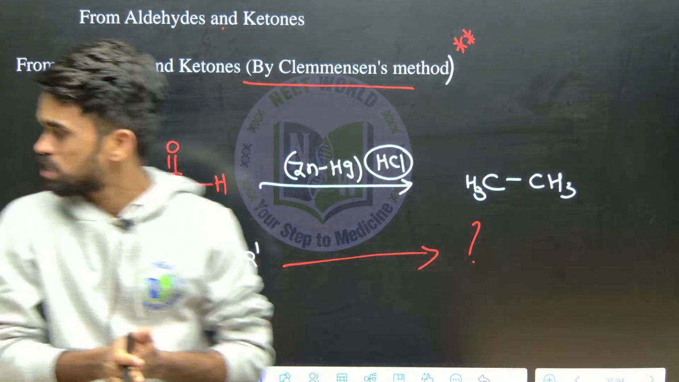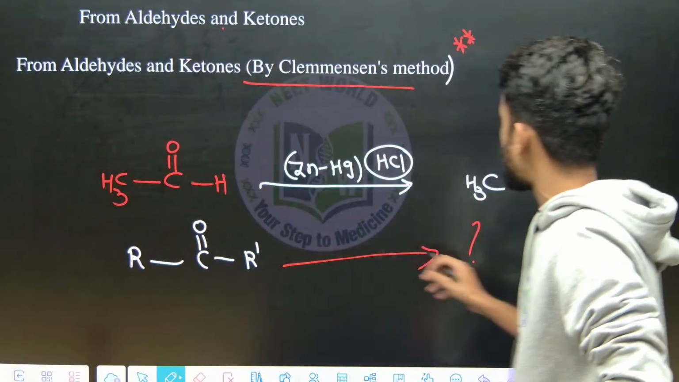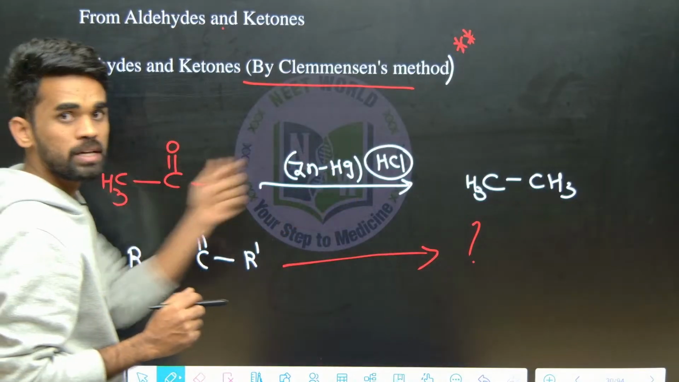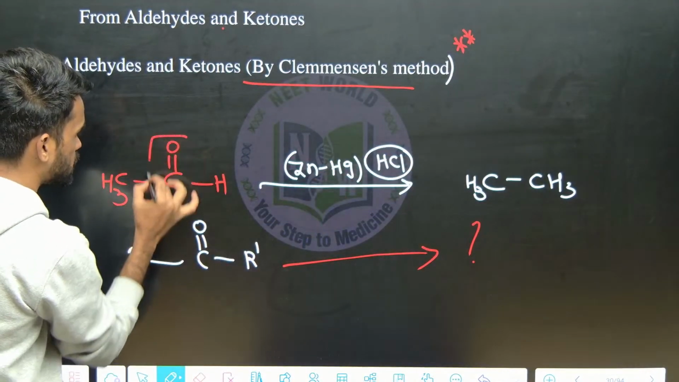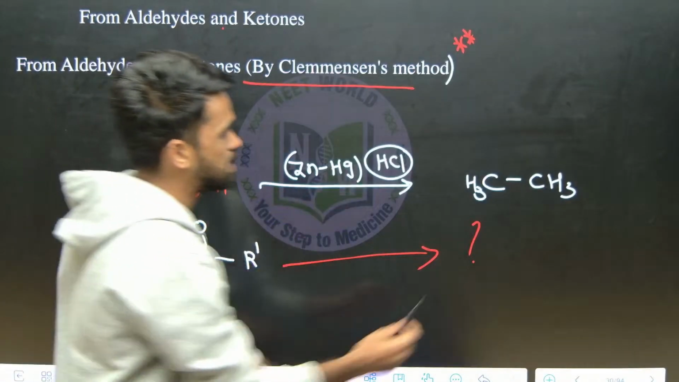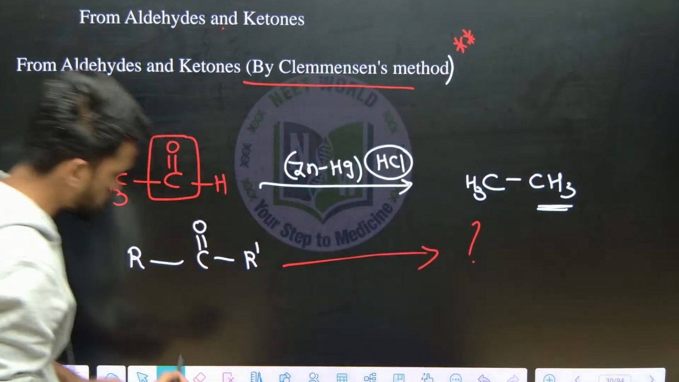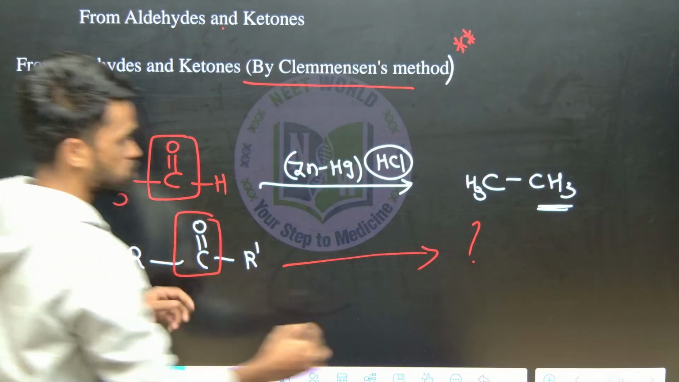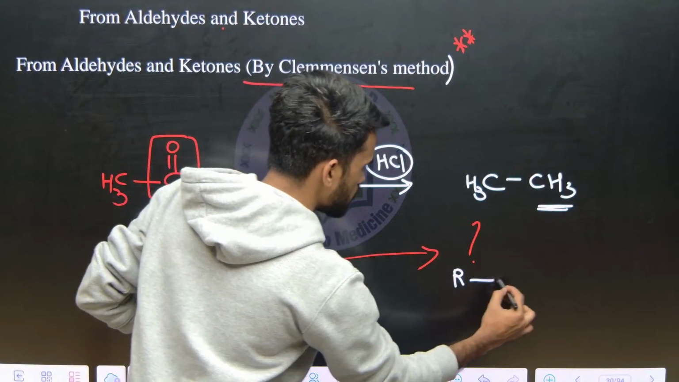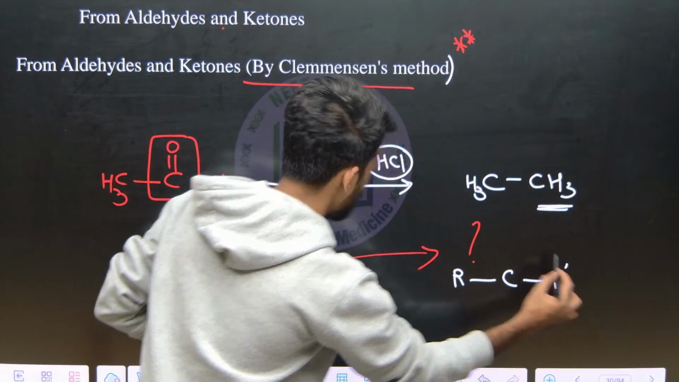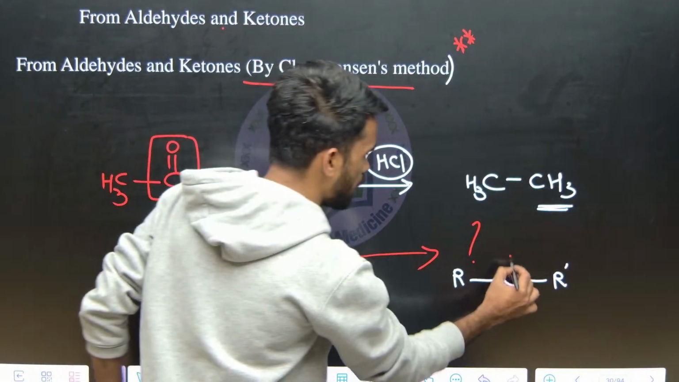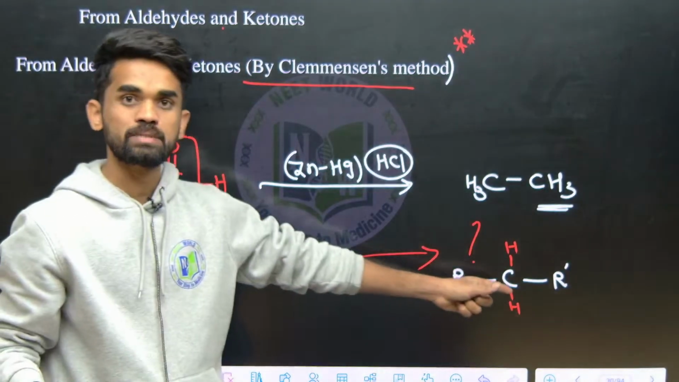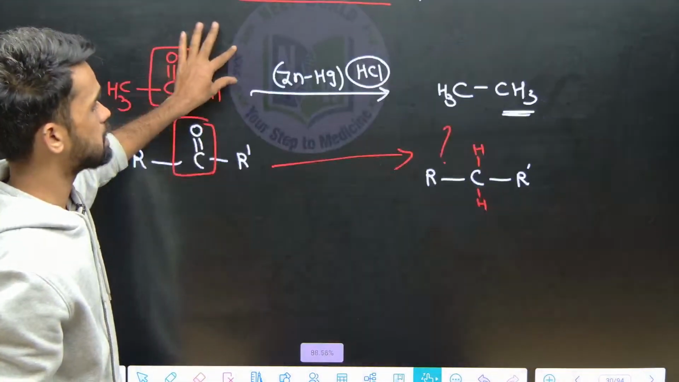Guys, those who are in the live session, just mention your answer for this particular transformation. What will be the product formed? See what change you are observing from here to there. I have converted this C double bond O group into a CH3 group. Here also you just convert the C double bond O group into a CH2 group. So you can write R, C, R dash, remove the C double bond O and add two hydrogens above, one below. That's it, a ketone is converting into the respective alkane. Now let us take some examples here.